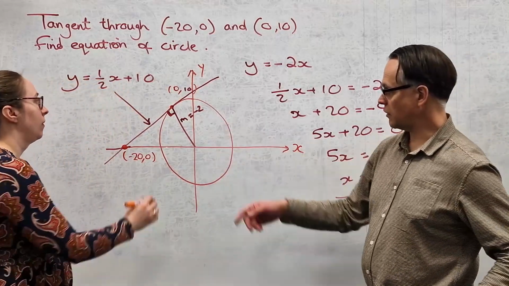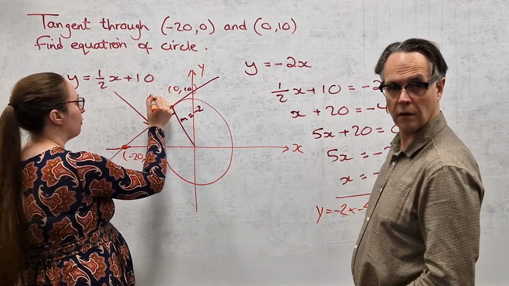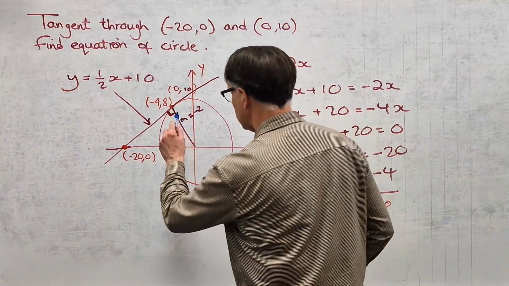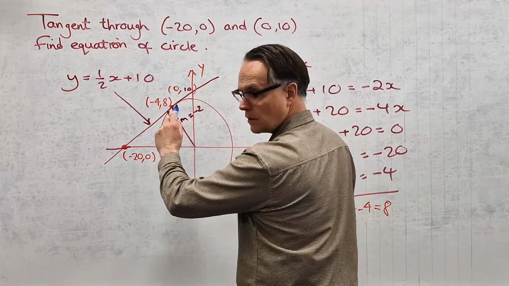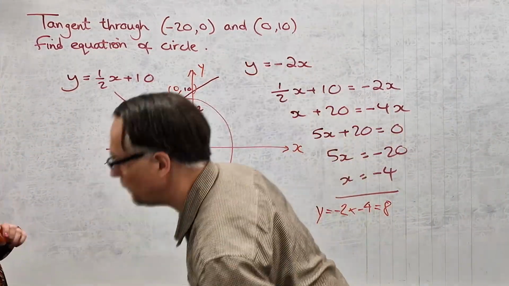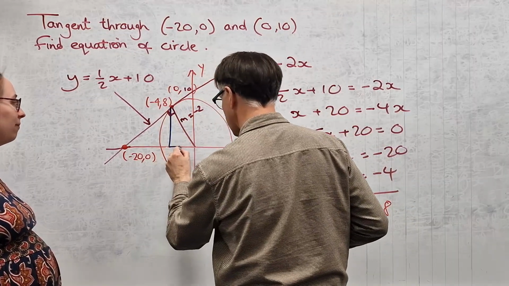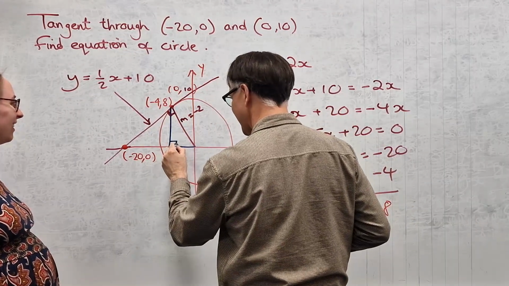Right, so let's put that on the diagram. So what was it? Minus 4, 8. Minus 4, 8. Lovely. So now, shame we haven't got a different colour. So we've got black. Or blue, yeah.